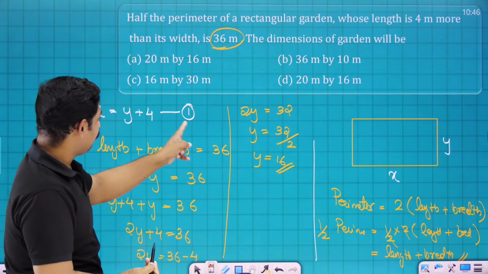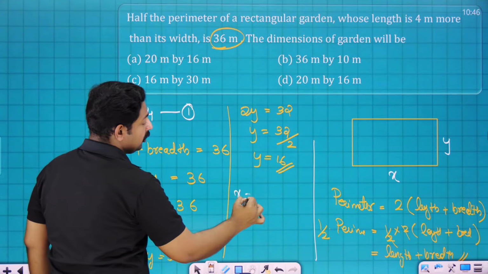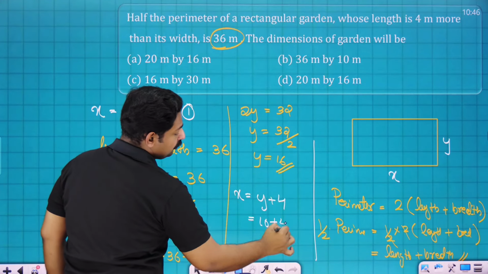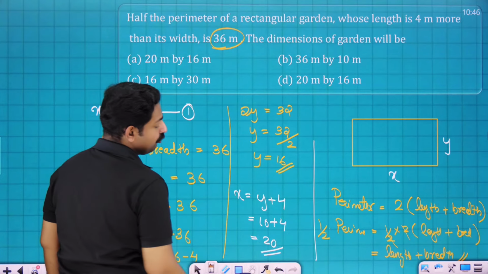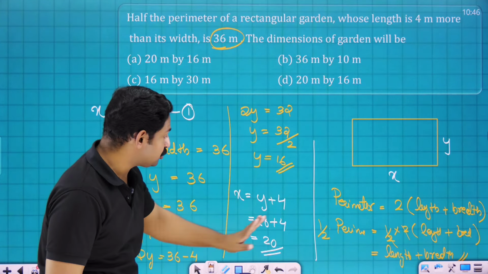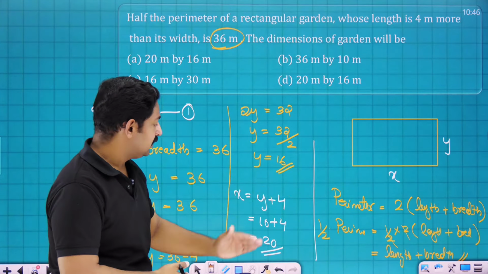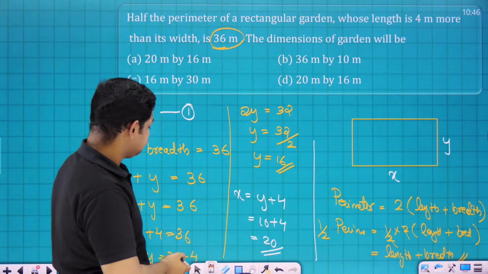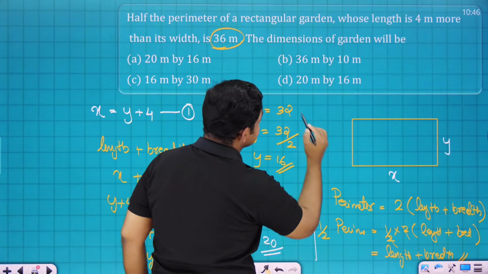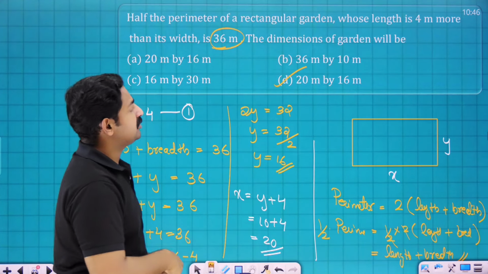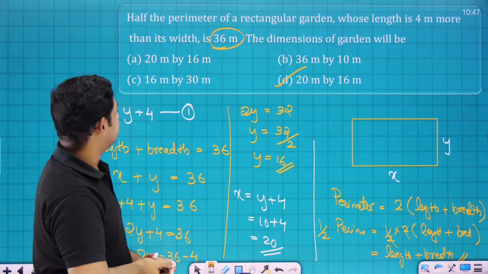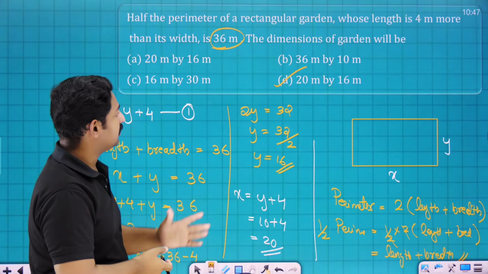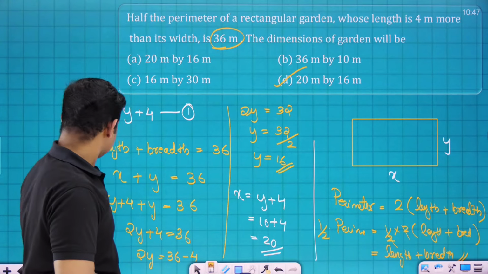Now, if you put the value of y in equation number 1, x is equal to y plus 4, which is equal to 16 plus 4. You will be getting 20. So the value of x is equal to 20, which means length is 20 because x is taken as the length. Length is 20 and the breadth is 16. So which is the correct option? Option D is the correct answer. The dimensions are 20 meter and 16 meter. Here A is also 20 meter by 16 meter, so both are the correct answers.